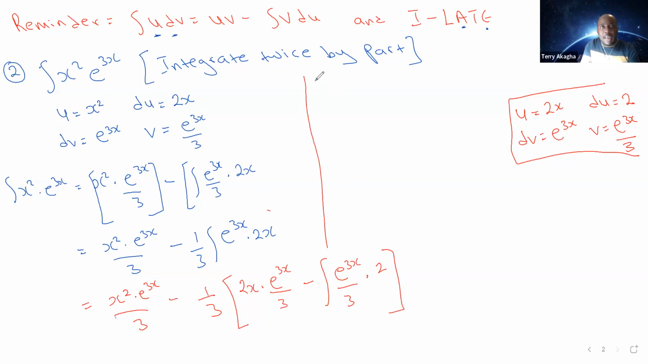So we have x squared e to the 3x over 3 minus 1 over 3. I can clean this part on the board now, okay? We've used it already. So this is the second part. Or is it possible for me to highlight it and drag it somewhere else? Let me see if I can do that.